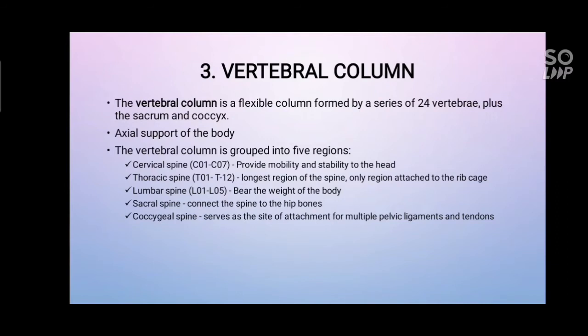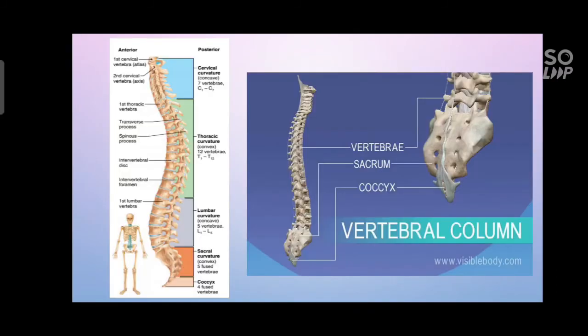The vertebral column is grouped into 5 regions. The cervical spine, which provides mobility and stability to the head. The thoracic spine is the longest region of the spine, and the only region attached to the rib cage. The lumbar spine carries the whole weight of the body. The sacral spine connects the spine to the hip bones, and the coccygeal spine serves as the site of attachment for multiple pelvic ligaments and tendons. This is the illustration for the vertebral column.